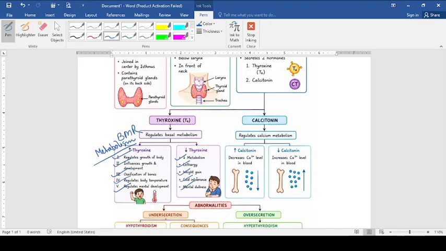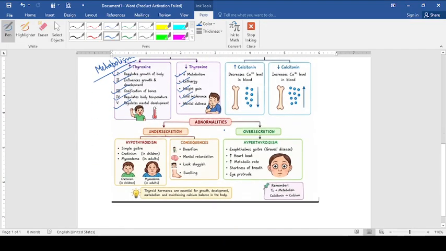Other than this, when we talk about calcitonin, calci means calcium. So you have to always remember that this regulates calcium metabolism in the body. So one word question you can get over here.